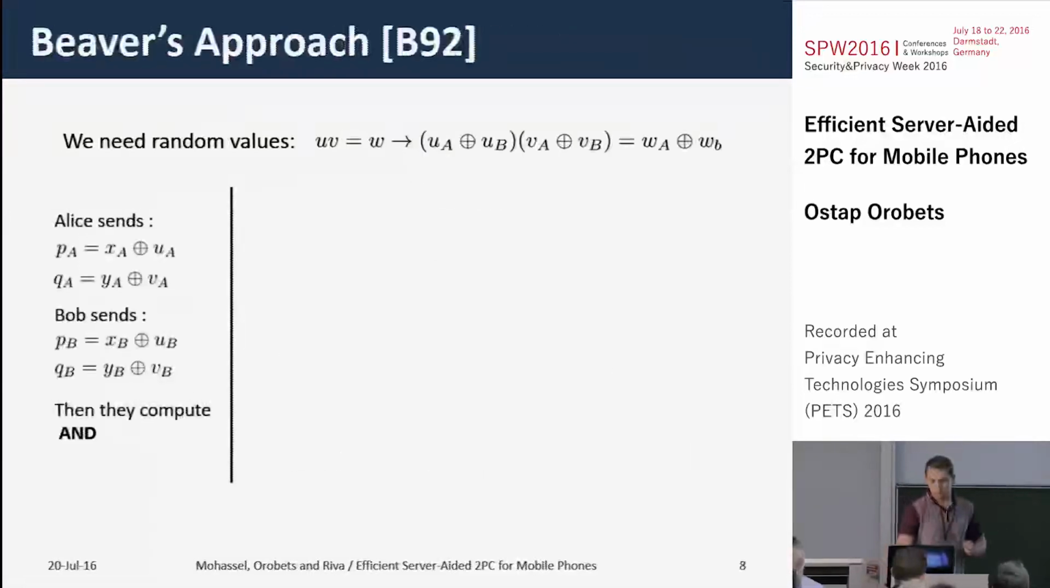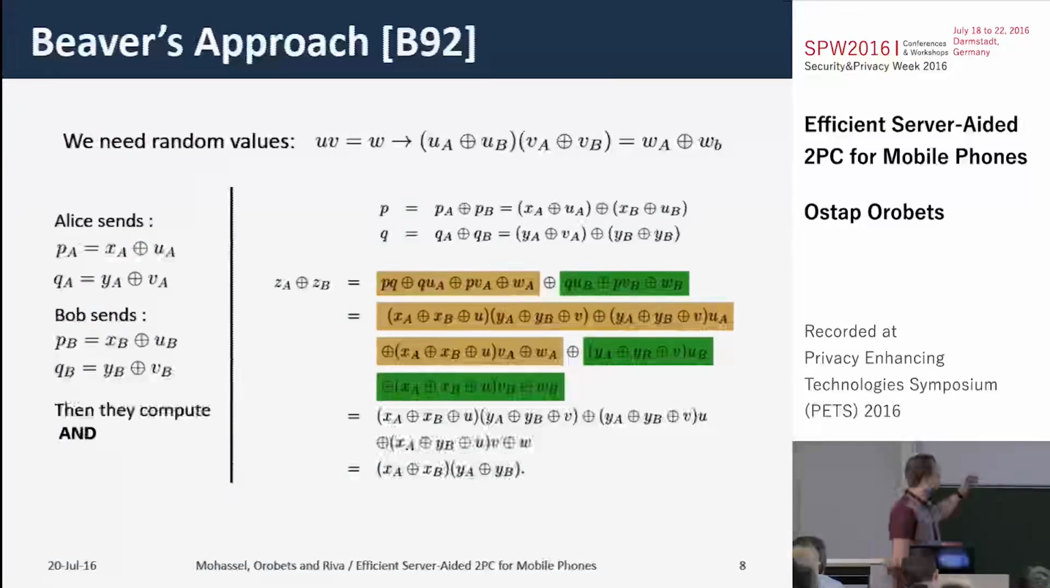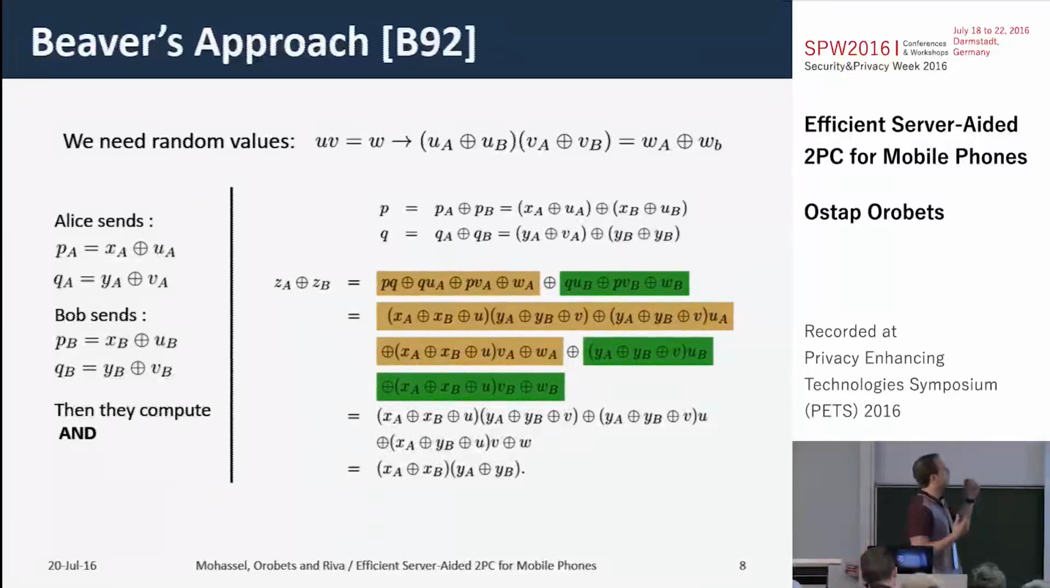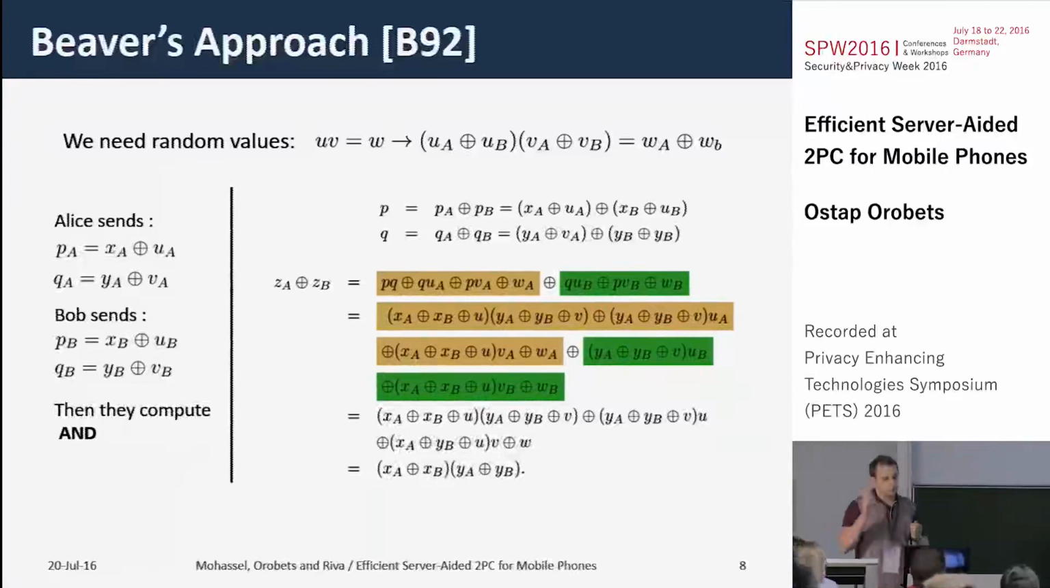So what can we do about this? Can we do something, actually? In '92, Donald Beaver introduced an approach. He basically said that if we have 3 random correlated bits and Alice and Bob hold the shares of those bits, then the computation of an AND gate requires only 4 bits of communication and then a bunch of XORing, and we're done with the AND gate. So the question is how to get the shares of those random correlated bits. Again, we need to do oblivious transfer.